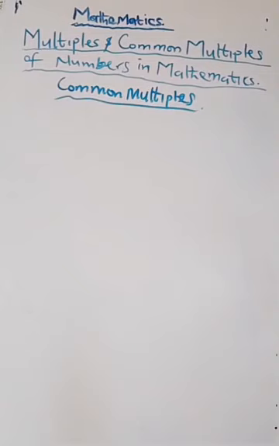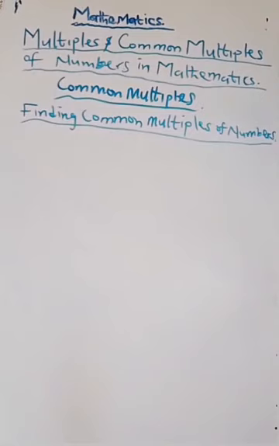What is the meaning of common multiples? Common multiples are multiples that are common to 2 or more numbers. Let's say you have 2 numbers. You have gotten the multiples of the first number and you have gotten the multiples of the second number. Then you now look at them. What are the common multiples between them? So when you choose those multiples that are common, what you have is what we normally call common multiples.